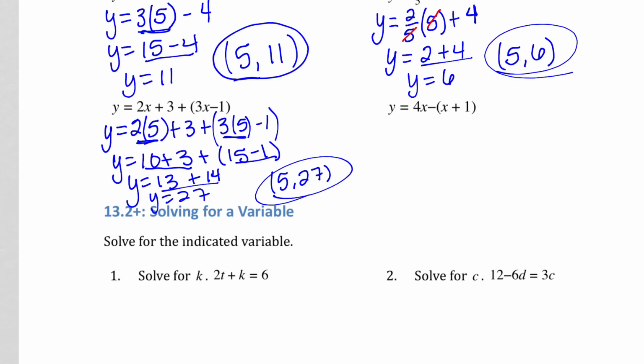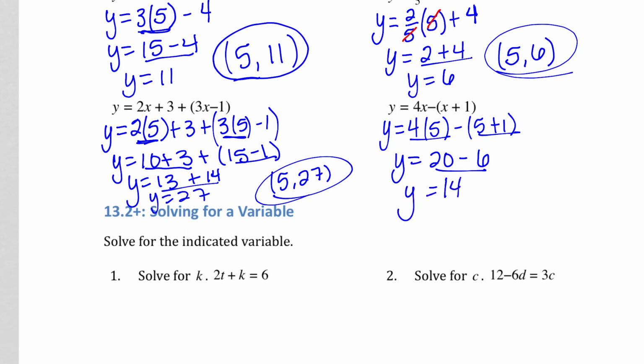Last one, we have y equals 4x minus x plus 1. So what am I going to do here? Plug in the 5s on the 4x and the x. Okay, so 4 times 5 is 20, minus 5 plus 1. So y equals 20 minus, what's 5 plus 1? 6. What is 20 minus 6? 14. And the coordinate here is 5, 14.